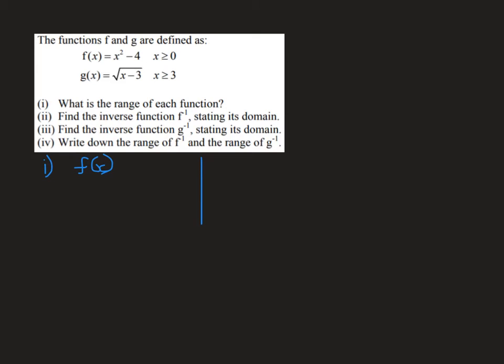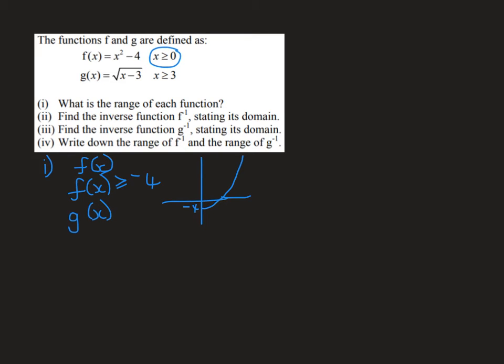So if I've got the graph, notice that it's been restricted here. So x is greater than or equal to 0. So it's going to look something like this. It's like half of a parabola, and that's minus 4 down there. So the range of f of x, the lowest it can be is -4, so it's always greater than or equal to -4.